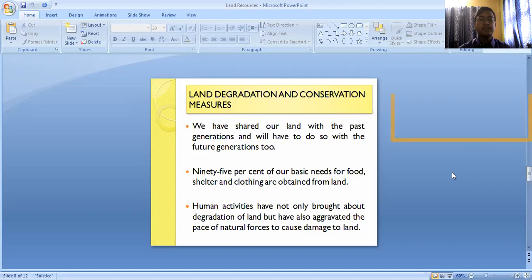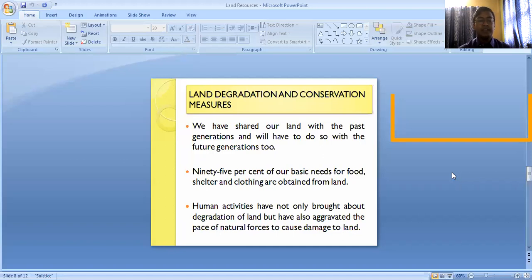So 95% of our basic needs for food, shelter, and clothing are obtained from these land resources. Okay, so land is very much vital. The land resources are vital for human survival because without land resources, human survival will be quite difficult. This is because land resources are the storehouse for the different kinds of products which we need to maintain a normal life.